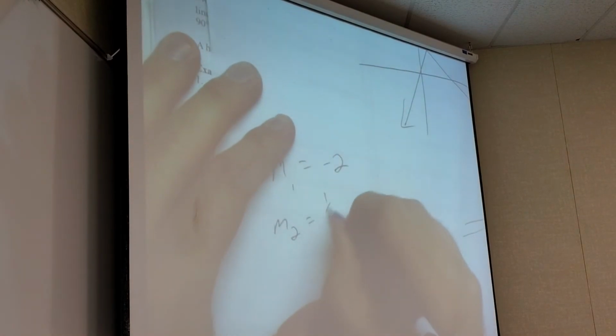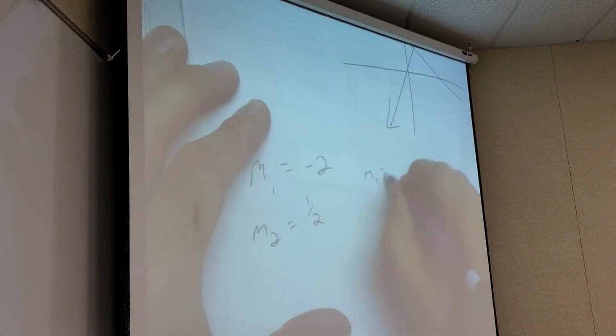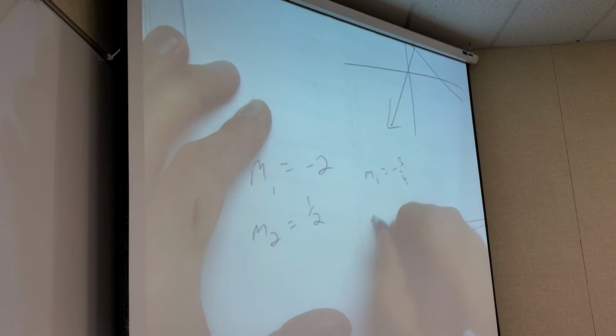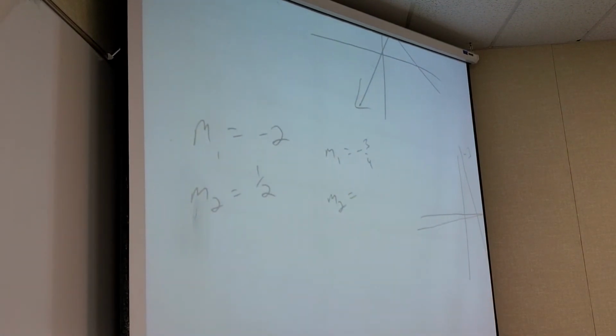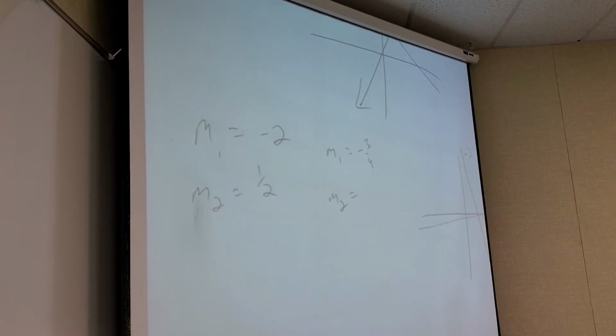So what if I had a line that had a slope of -3/4? What would the perpendicular line have? Positive 4/3. Bam. Change the sign, flip it. Parallel? Same in every way. Perpendicular? Opposite in every way.